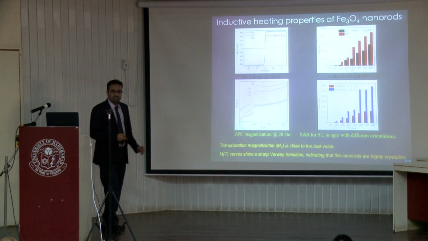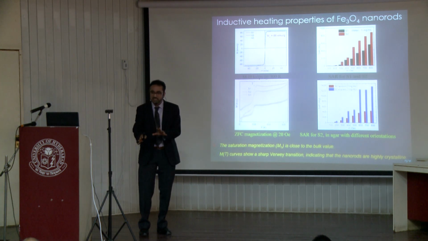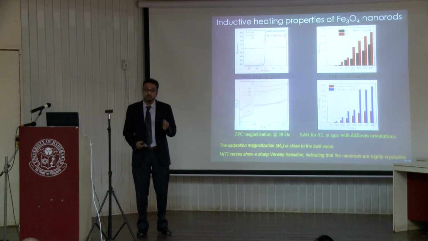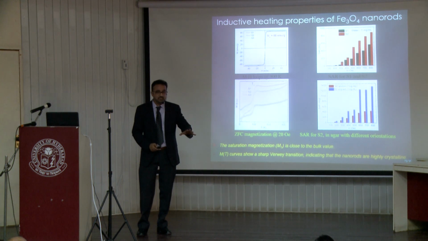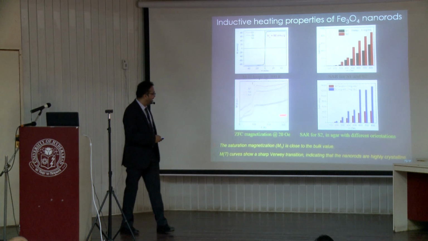The other quality check in magnetite: those of you that know about magnetite know it has one of the most celebrated metal insulator transitions. It's called the Verwey transition. It happens at 125 Kelvin or so. With nanoparticles, you can almost never see that. Turns out that you can see it if you make high quality particles.